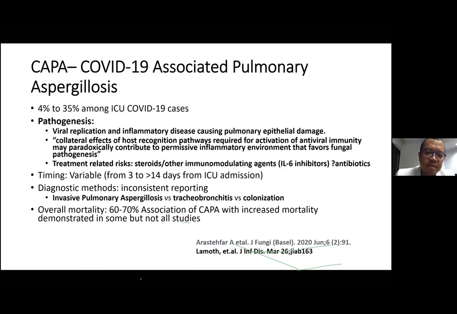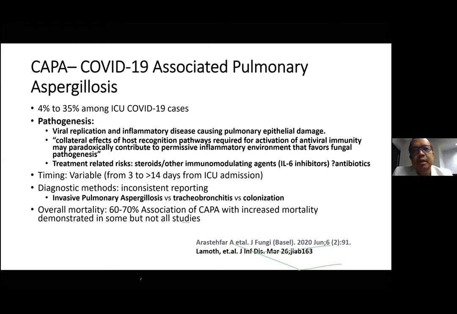So for CAPA, as I've mentioned, there is varying prevalence, around 4 to 35% among ICU COVID-19 cases. I've seen a few cases here. Diagnosing it is a little difficult, especially with the radiographic findings and microbiologic criteria. It doesn't jive right away with CAPA, because we see a lot of pulmonary nodules and pulmonary findings with COVID-19. So it's a very mixed picture.